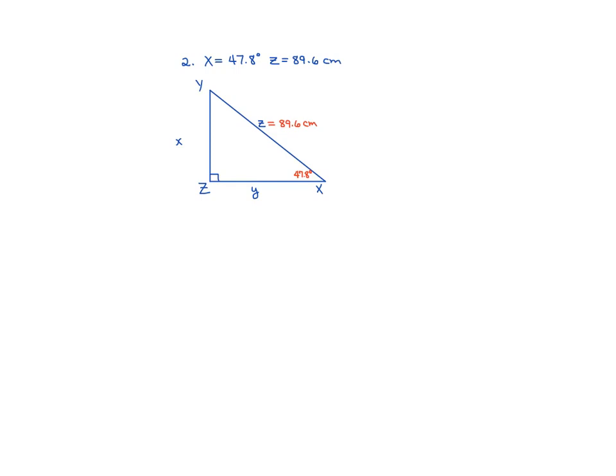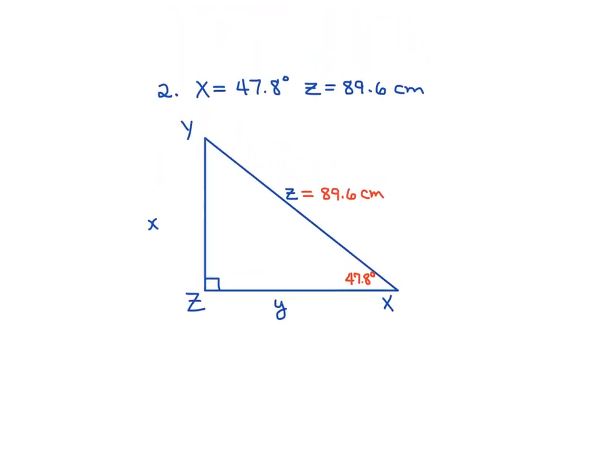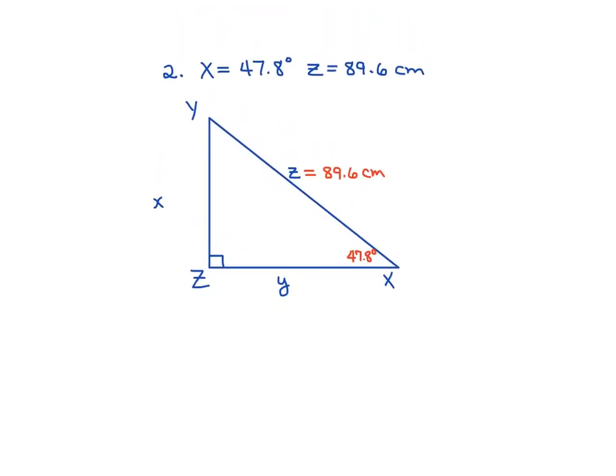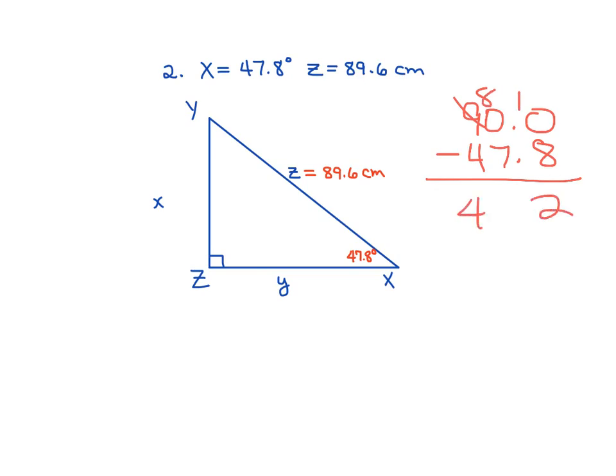So again, my given information here, when I labeled my triangle, is in red. This time I don't have minutes. I actually have decimal degrees. So for this one, all I need to do is 90, and I'm going to put 0.0 so I have something to subtract from, minus 47.8, subtract, and I get 42.2 degrees. So that's the measure of angle Y.